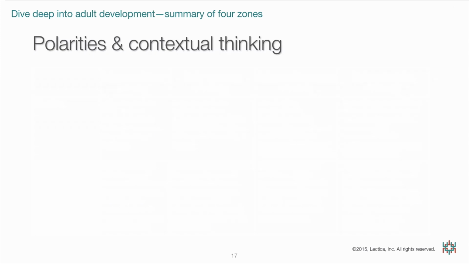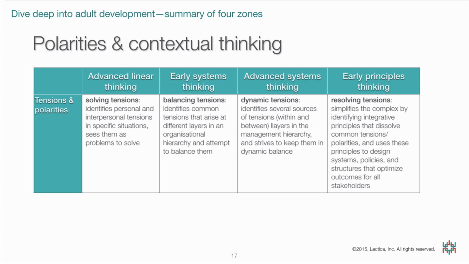Let's continue by exploring tensions and polarities and contextual thinking, beginning with tensions and polarities. Advanced linear thinkers tend to focus on solving tensions, which involves identifying personal or interpersonal tensions in specific situations and seeing them as problems to solve. Early systems thinkers tend to focus on balancing tensions, which involves identifying common tensions that arise at different layers in an organizational hierarchy and attempting to balance them.